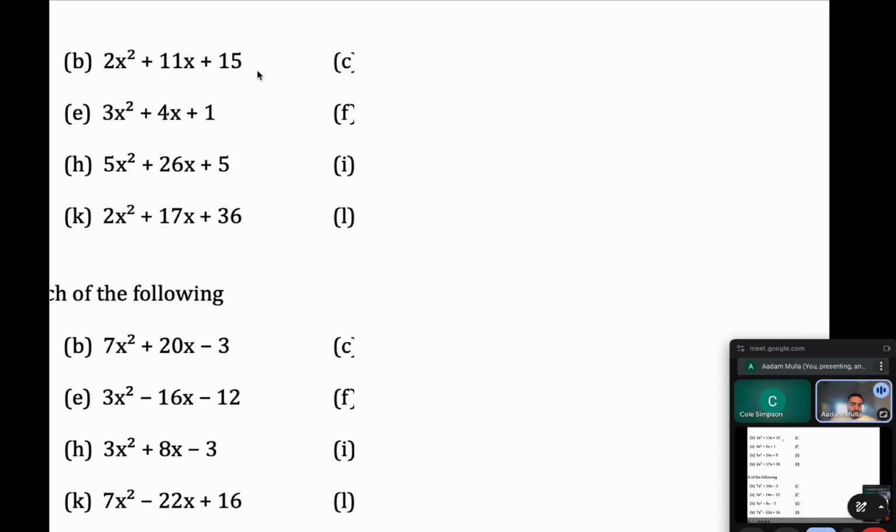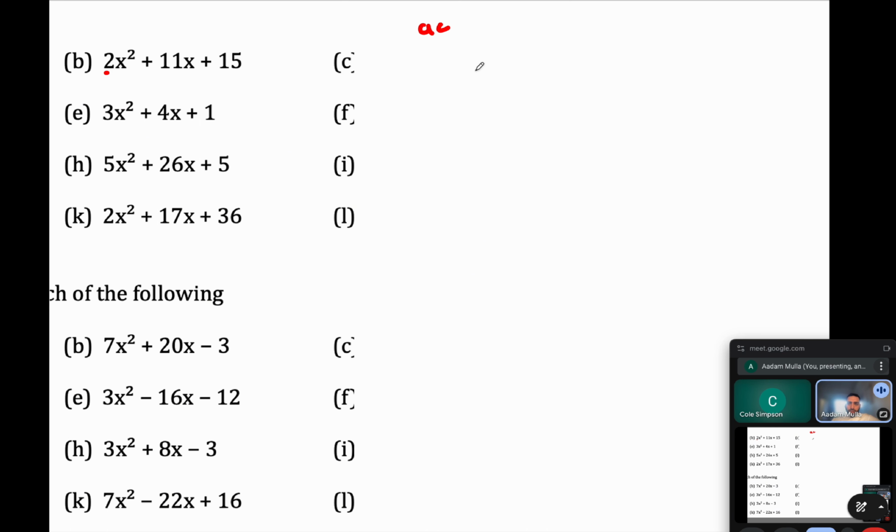Okay, first we'll look at these. I've got 2x squared plus 11x plus 15. There's a few different ways you could do it. I'm going to show you one of the methods. The method that I like to do is called the AC method. It's not the only method, but it's just a reliable method to use.